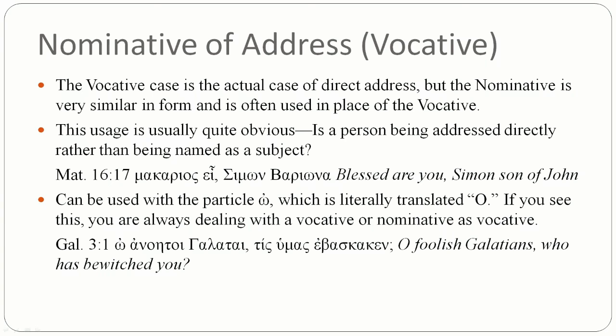Galatians 3, verse 1, kind of Paul's spicy letter, where he gets really emotional and really upset. O anoetoi Galatai, tis humas ebaskanen. O foolish Galatians, who has bewitched you? Talking directly to the Galatians. It doesn't really have anything to do with the rest of the sentence. It's just saying who we're addressing when we say this thing.